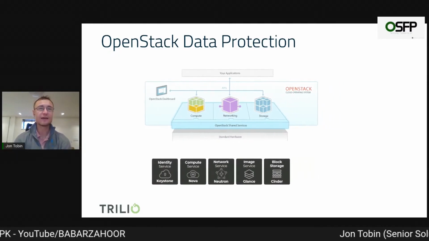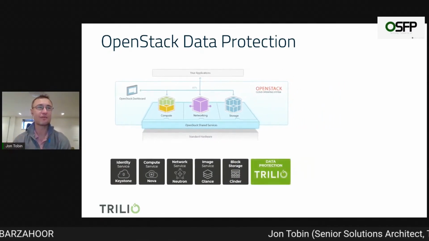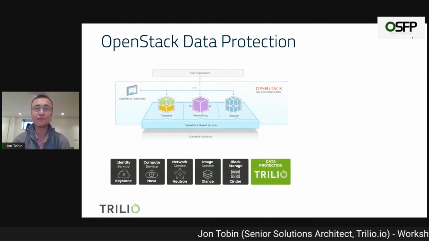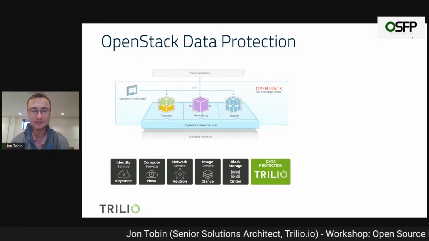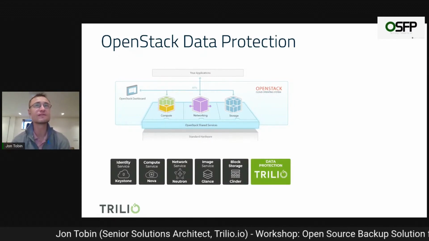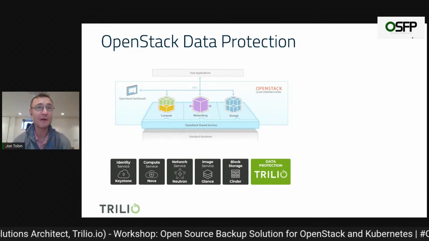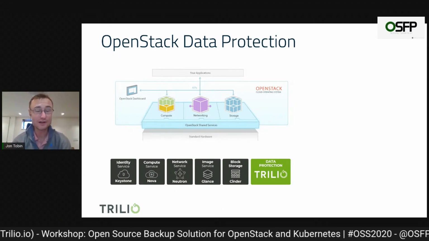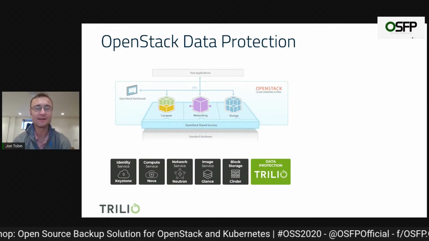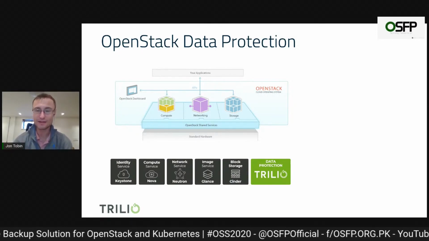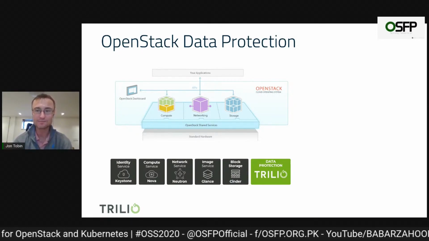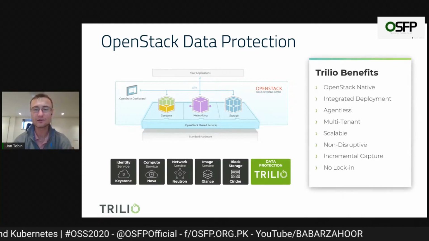So just like Keystone provides identity service, or Nova provides compute and virtualization, Trilio Vault, once installed into your OpenStack cloud, provides data protection, backup and recovery as a service inside of your cloud, right inside of the Horizon dashboard as well. It's very easy to consume.